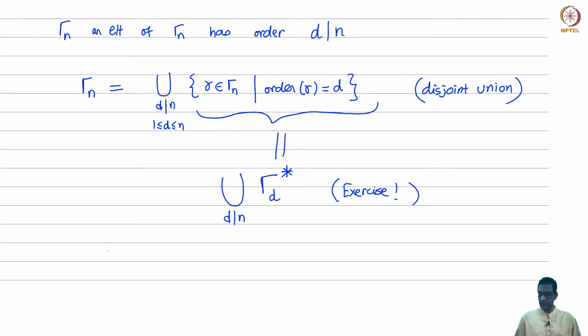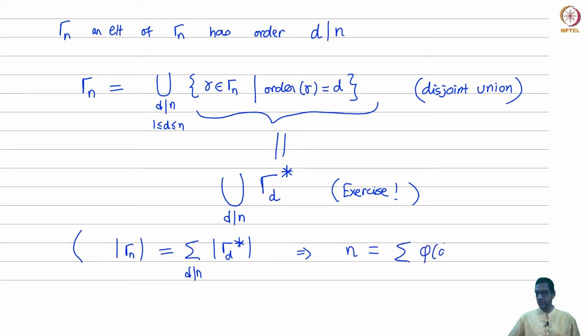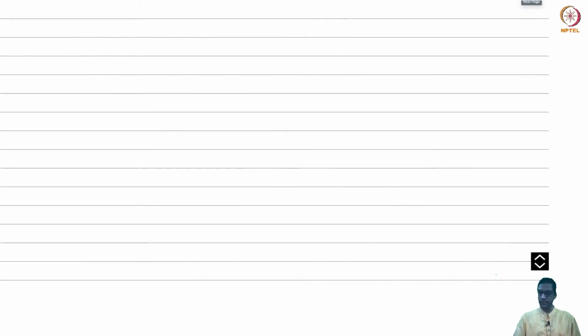Okay, so in particular, what does this prove? So this is sort of an aside. Observe that the cardinalities on both sides must be equal. Right. So this in fact implies that n, which is the cardinality on the left hand side, is the sum of phi d over d dividing n. And this is one of those classic identities for the Euler totient function. Okay, but our main interest is in trying to understand this cyclotomic extension.